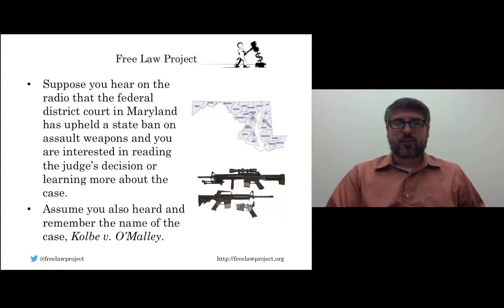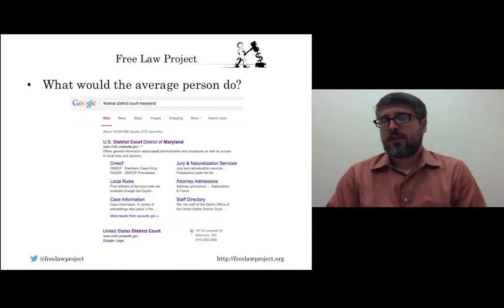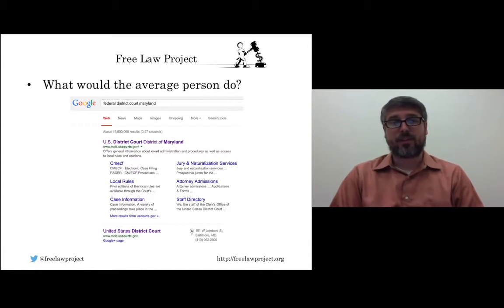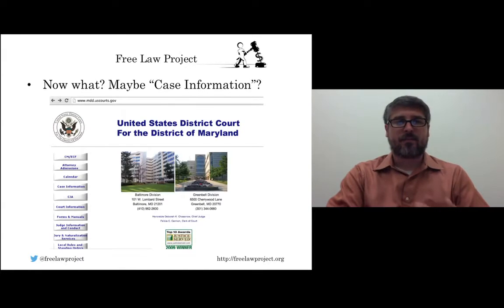Suppose you're interested in learning more about that case. Also, let's assume that you heard and remember the name of the case, Colby versus O'Malley. So I asked myself, what would the average person do in that circumstance? I think they would probably go to Google, type in Federal District Court Maryland, and the first result would be the website for the District Court for the District of Maryland. We click on that, and we see the court's website.